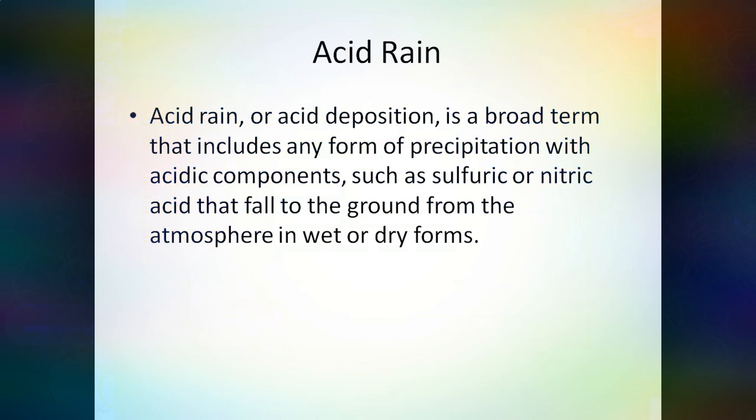So as we are talking about rainfall, we will also discuss acid rain. Acid rain or acid deposition is a broad term that includes any form of precipitation with acidic components such as sulfuric or nitric acid that fall to the ground from the atmosphere in wet or dry forms. So this is a simple definition of acid rain.